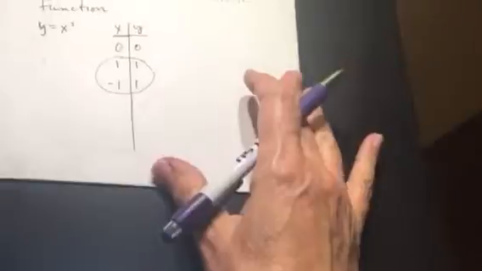Now -1 for an input gives me 1. It's okay if the y values repeat for functions. It is not okay if they repeat if we're talking about one-to-one. So that right there is telling me it looks like function's okay, but it's not one-to-one.